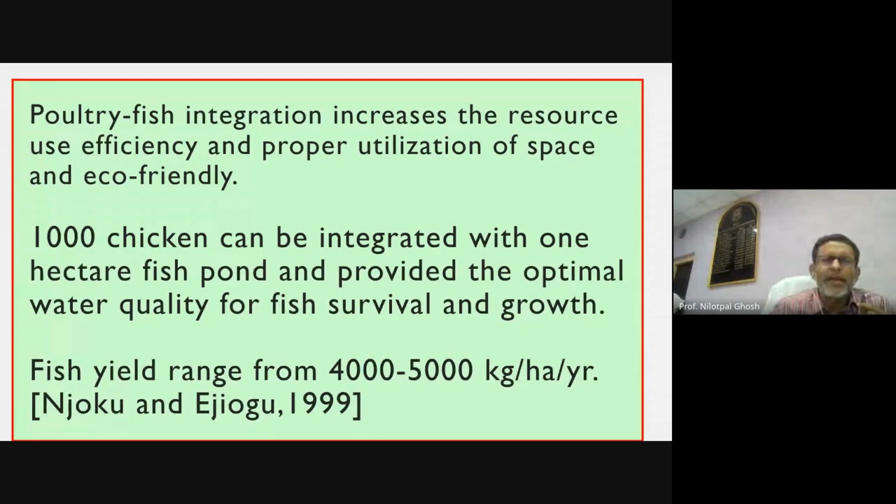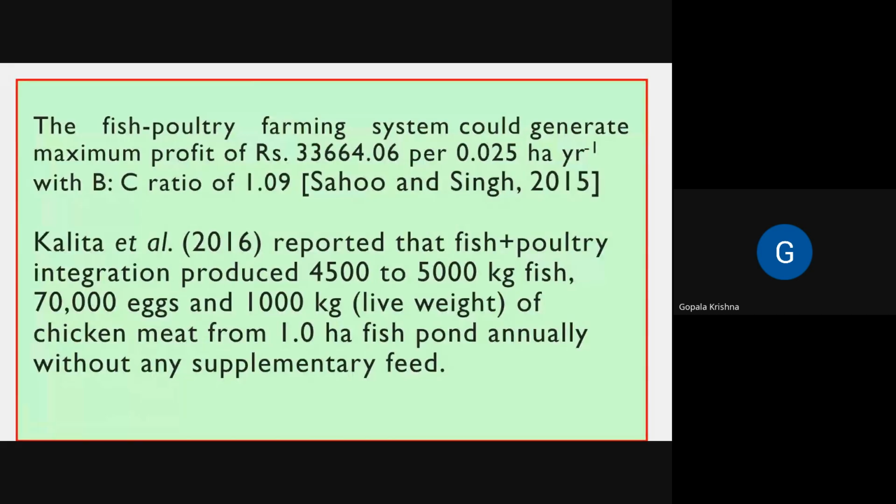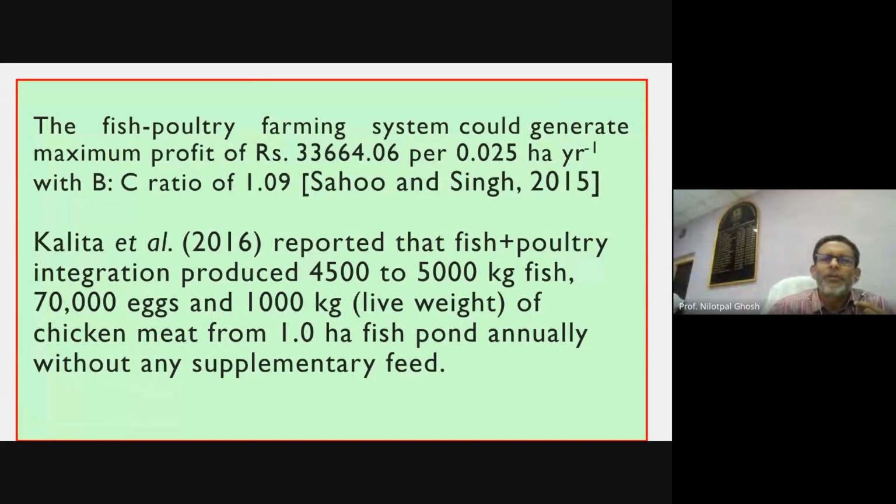And the fish poultry farming integration generate maximum profit 33,000 with the BC ratio of 1.09. And another scientist reported that fish poultry integration produces 4,500 to 5,000 kg fish and 70,000 eggs and 1,000 kg live weight of chicken at the end from 1 hectare of fish pond.